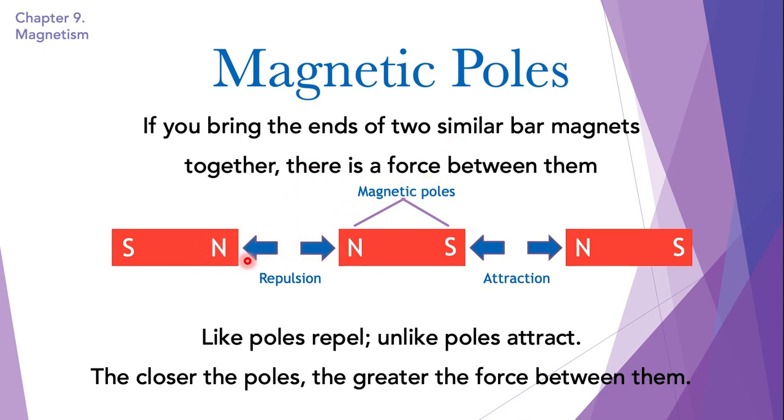So the closer the poles will be, the greater would be the force between them. So like poles, whether they are north and north or south, when they are brought close to each other, north with north, there will be a repulsion force. These are like poles, so they will repel from each other. But if we bring unlike poles together, like south and north, they would attract with each other. So now that we've understood magnetism and the magnetic poles, we can move ahead onto understanding magnetic induction.